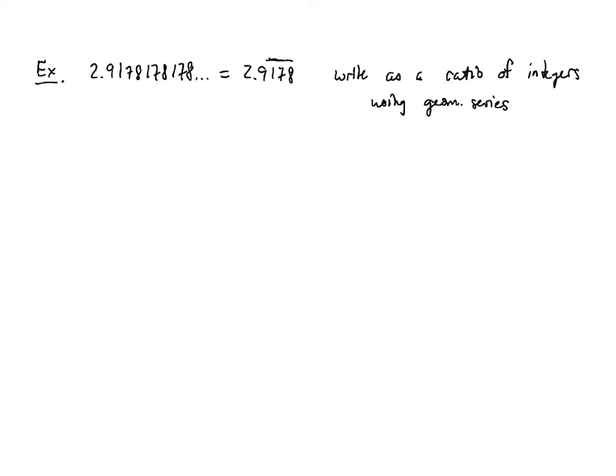And we'll do that as follows. What we need to do is write this repeating decimal as, first we start with the non-repeating part, and then we add the first repeating part, and then we add the next repeating part, and we add the next repeating part, and so on.